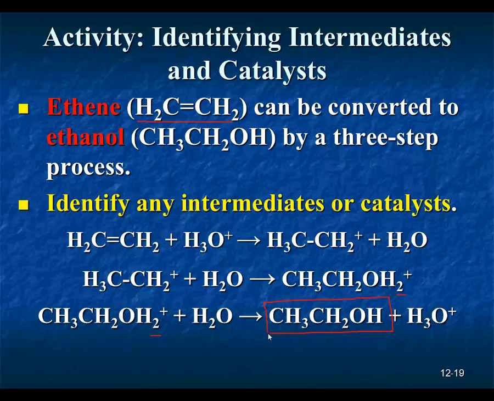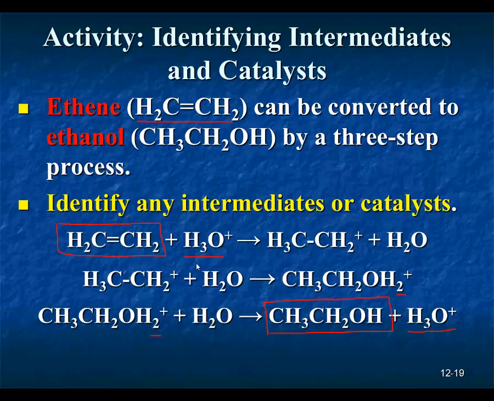So here's my ethanol that's formed. Here's the ethene that reacted at the beginning. Now, can you see any catalysts present? A catalyst would be something that was there at the beginning of the reaction and reformed at the end of the process. So my hydronium ions from the acids were there to initiate this catalyzed reaction, and the hydronium ions were reformed at the end of the process.